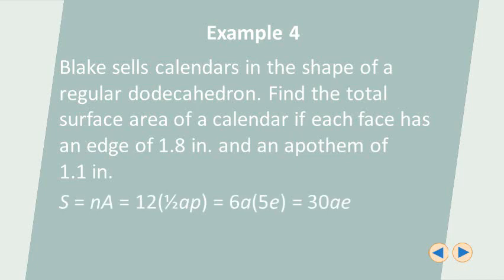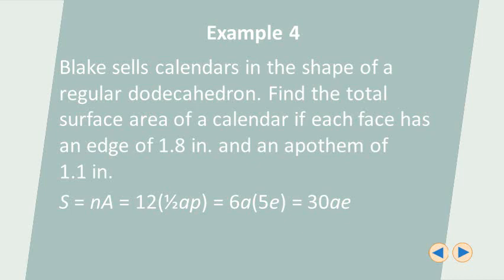So our total surface area is the number of sides, n, times the area of each side. So we know that a dodecahedron has 12 sides, and you can see that they're in the shape of a pentagon. And so we find the area of the pentagon by 1/2 the apothem times the perimeter. Now, what we can do here is distribute the 1/2 to the 12, and then the perimeter is the 5 edges, right? The perimeter is 5 times the edge, so that's how we end up with 30 times apothem times edge. So this is the total, right?